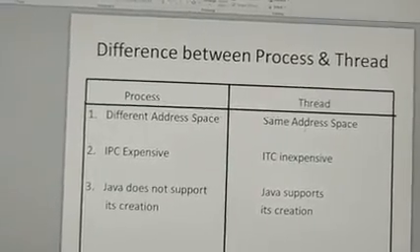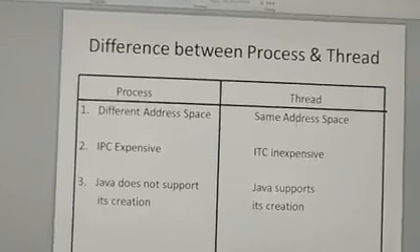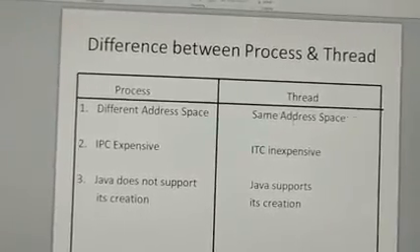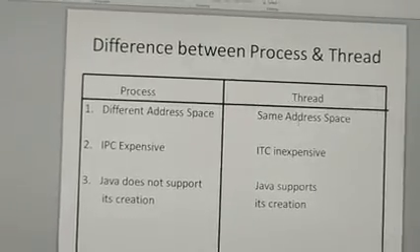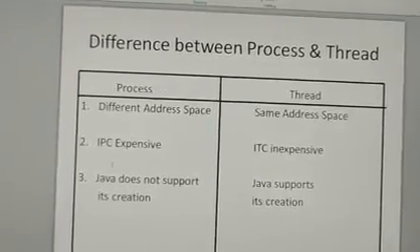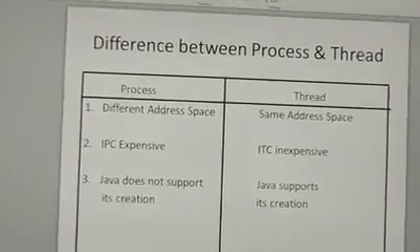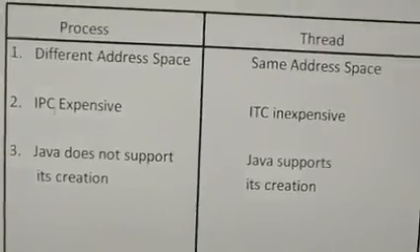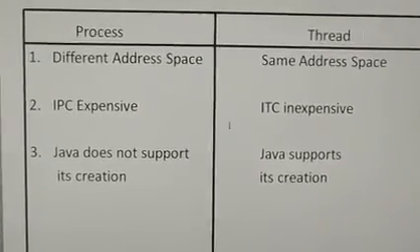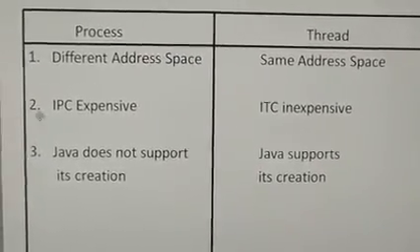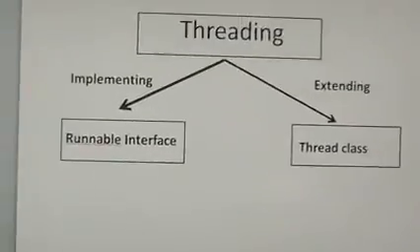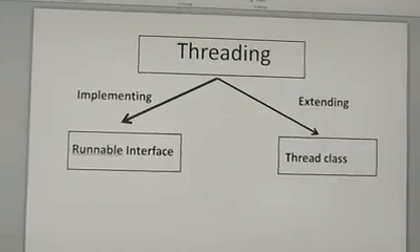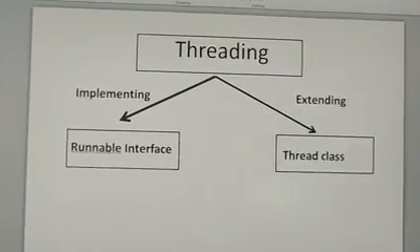Similarly, while processes are communicating in an operating system, inter-process communication is very tough, whereas inter-thread communication is very much inexpensive in comparison to it. Now Java does not have any support to create different processes, whereas Java supports the creation of threads. So how can we create threads? We can create a thread by two procedures: one is by implementing the Runnable interface, and the other is by extending the Thread class.